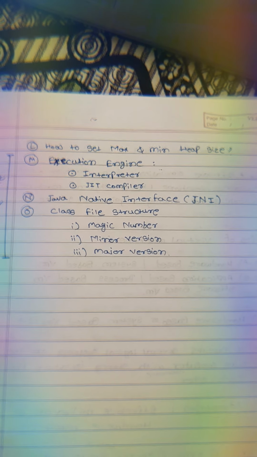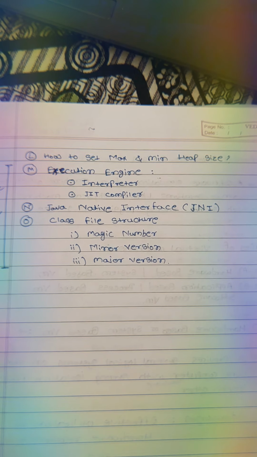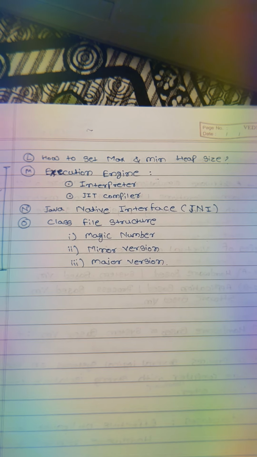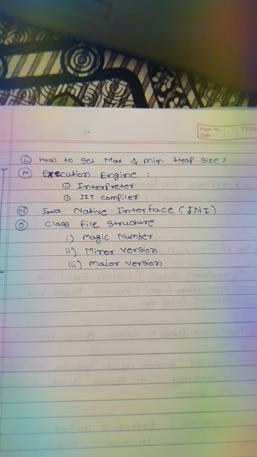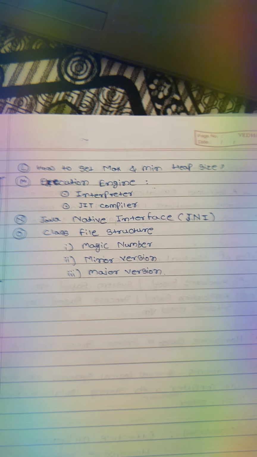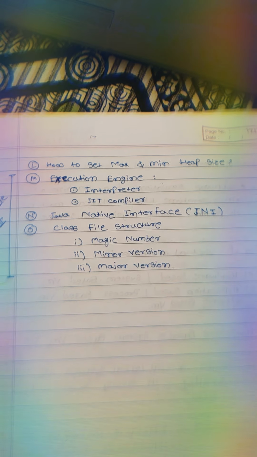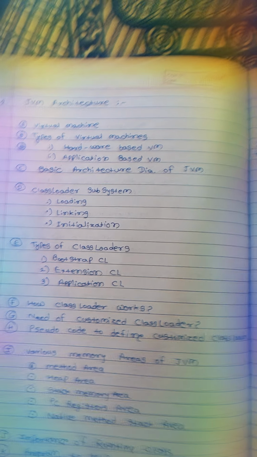These are very detailed JVM architecture topics: execution engine, interpreter, JIT compiler, then native interface, Java Native Interface, JNI, class file structure, like what is the magic number, minor version, major version. So guys, all these subtopics we are going to cover under the JVM architecture topic.